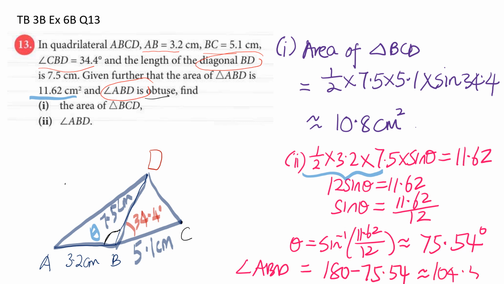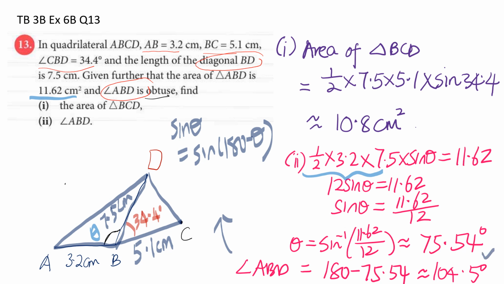Therefore, your angle ABD has to be an obtuse angle. So we will have to apply the concept that we have learned much earlier: the sine ratio of an acute angle is equal to the sine ratio of an obtuse angle. So I will have to take 180 minus 75.54 to get my obtuse angle for ABD, because in the question you're told clearly that ABD must be obtuse.